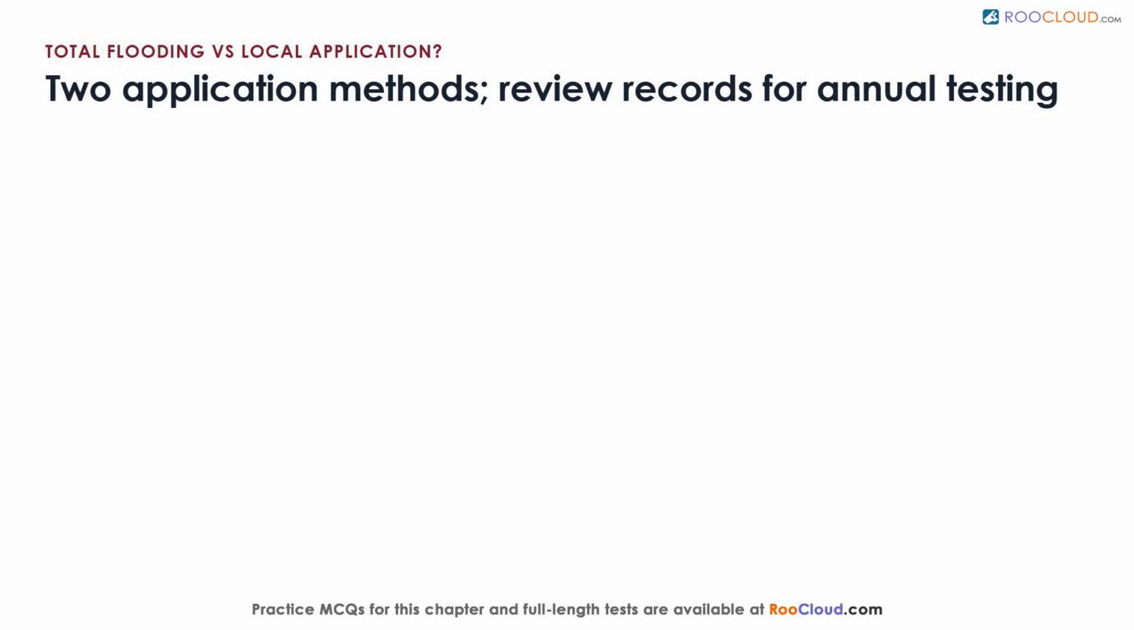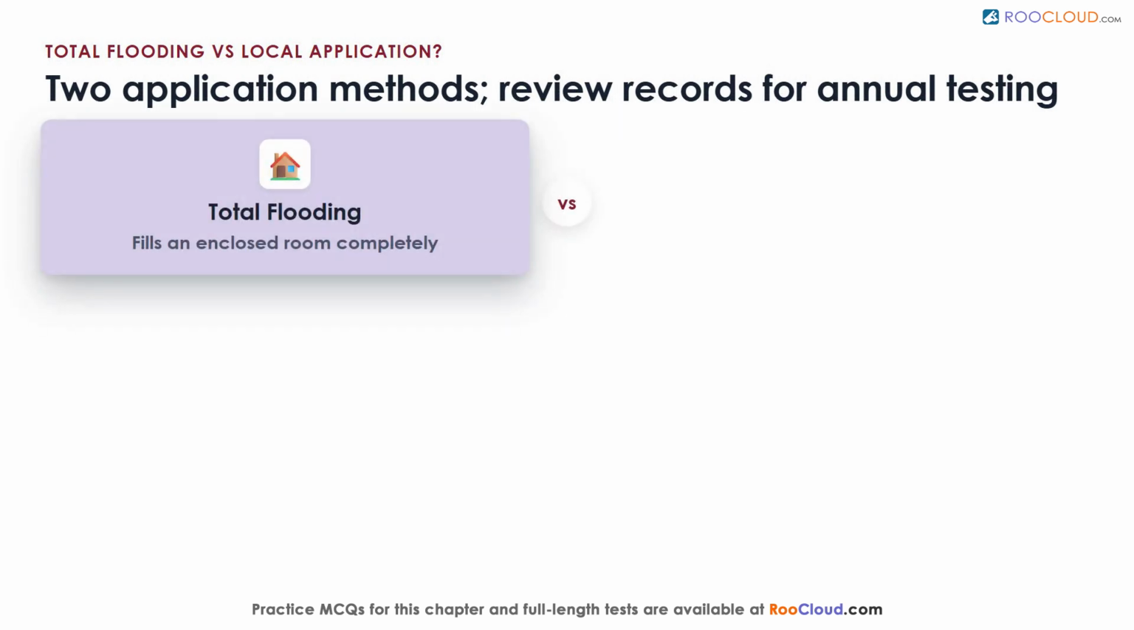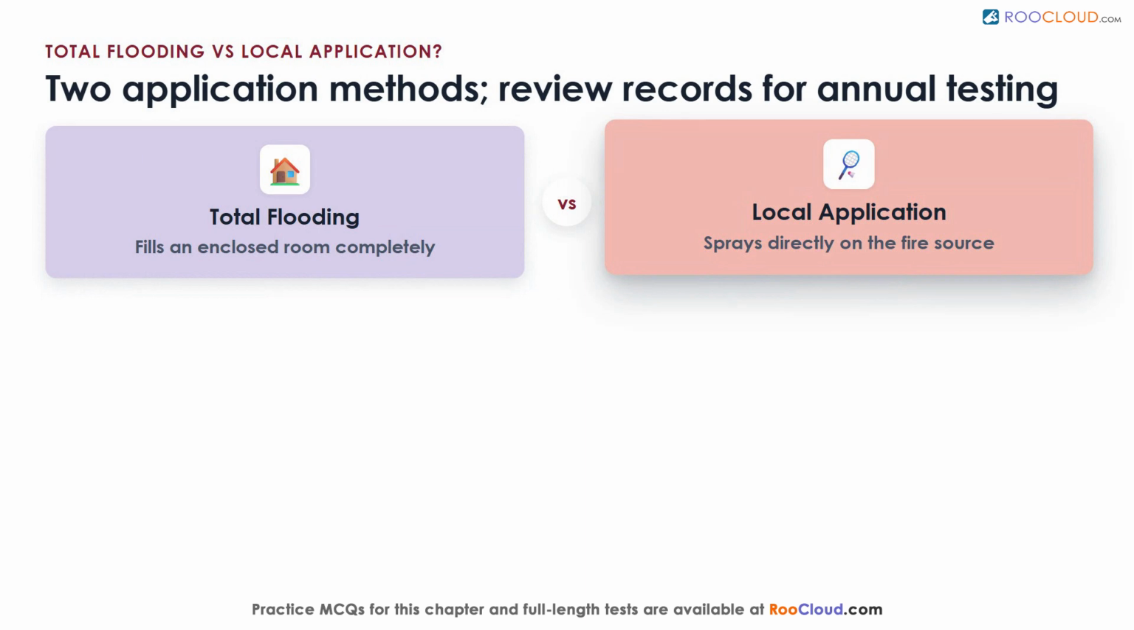How do these systems apply their agent? 2 ways. Total flooding fills an entire enclosed room with the agent. Local application sprays the agent directly onto the fire. The difference is whether barriers enclose the space.